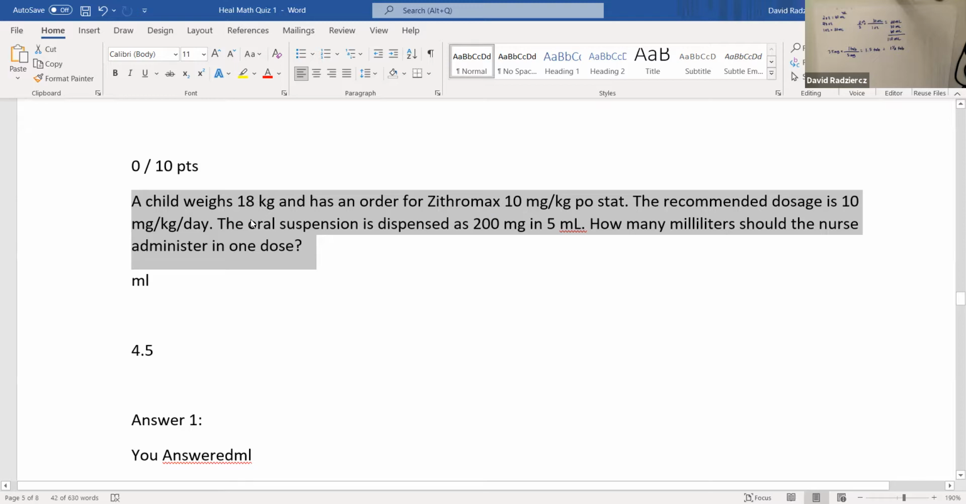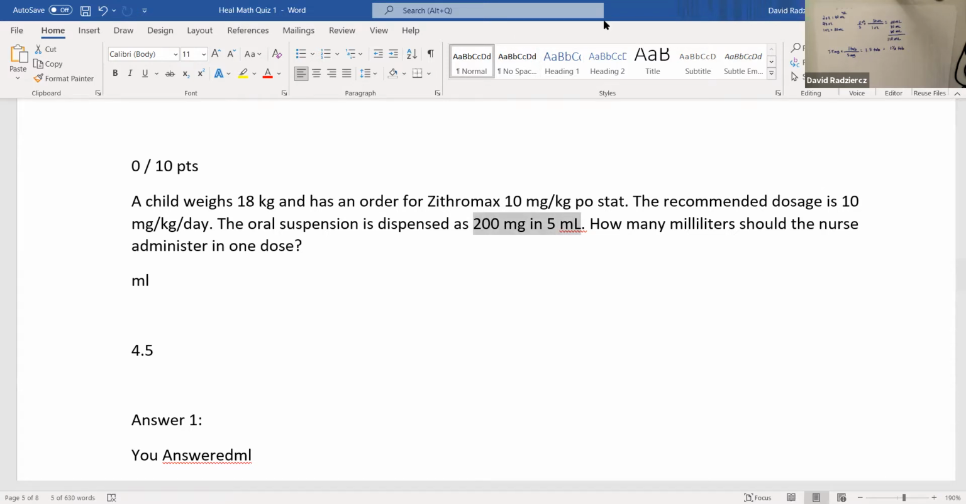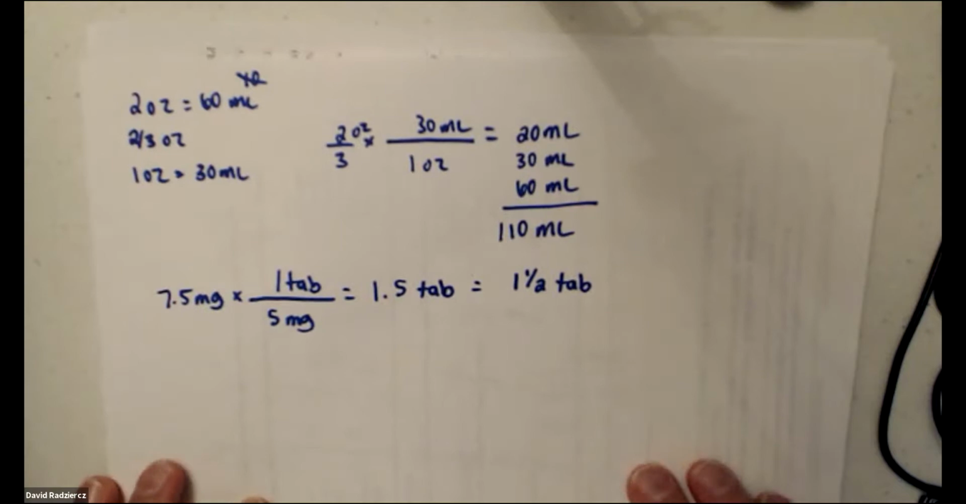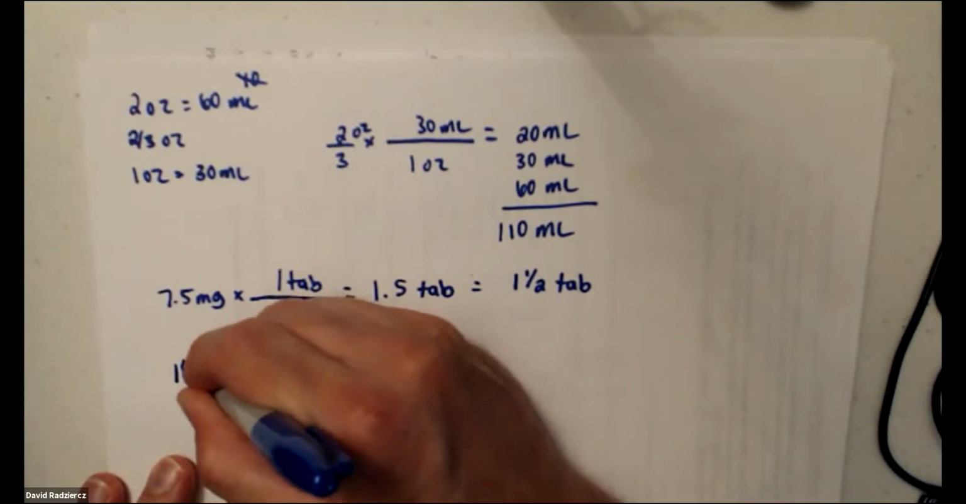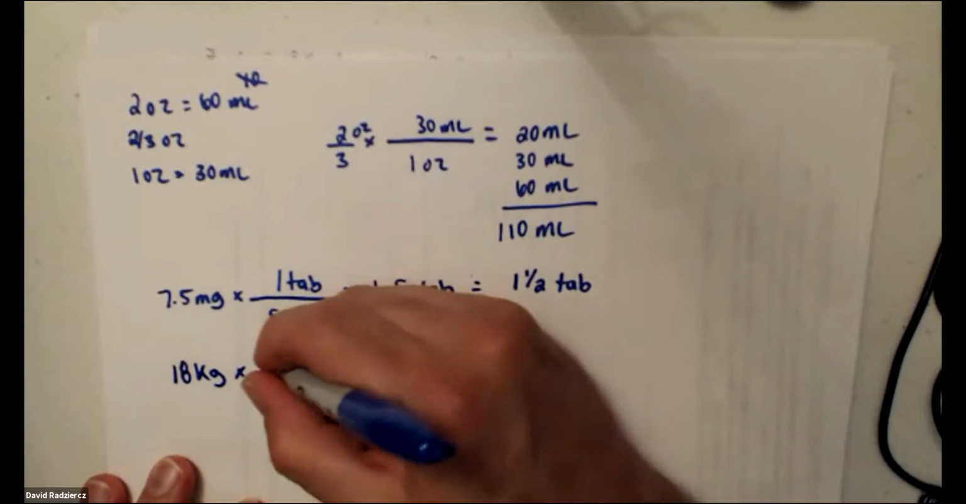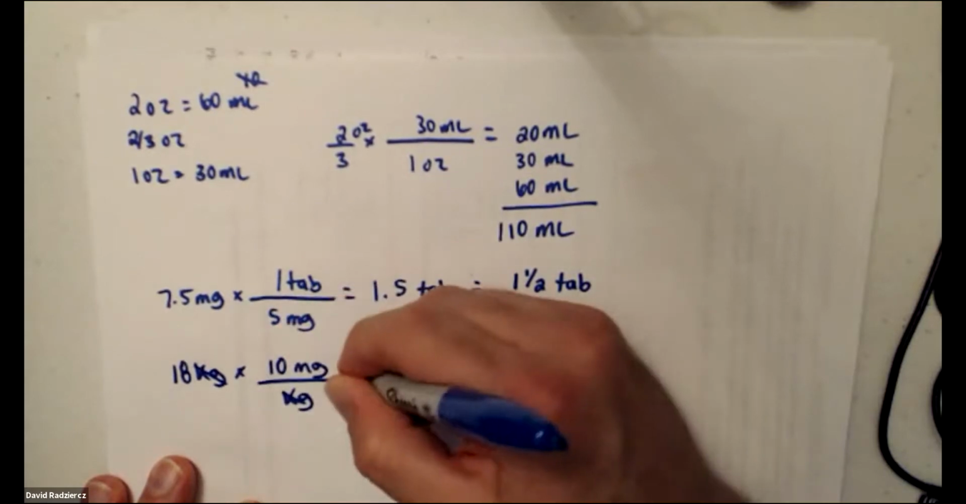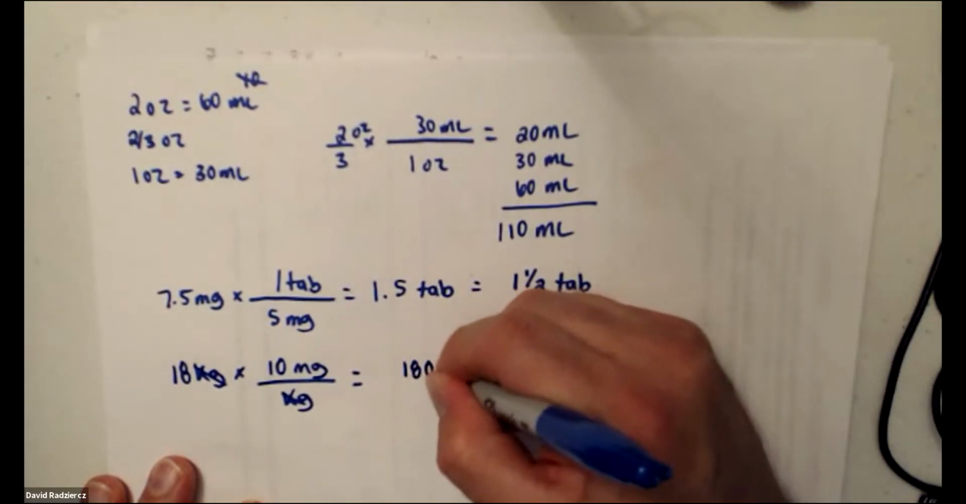So this is actually a 2-step problem. Step 1 is we need to account for the patient's weight to get the milligrams by itself, and then compare it to the suspension, the 200 milligrams in 5 milliliters. So let's do that real quick. We have a patient who weighs 18 kilograms, and we multiply that by the 10 milligrams per kilogram. We cross out kilograms, and we get 180 milligrams as our order.